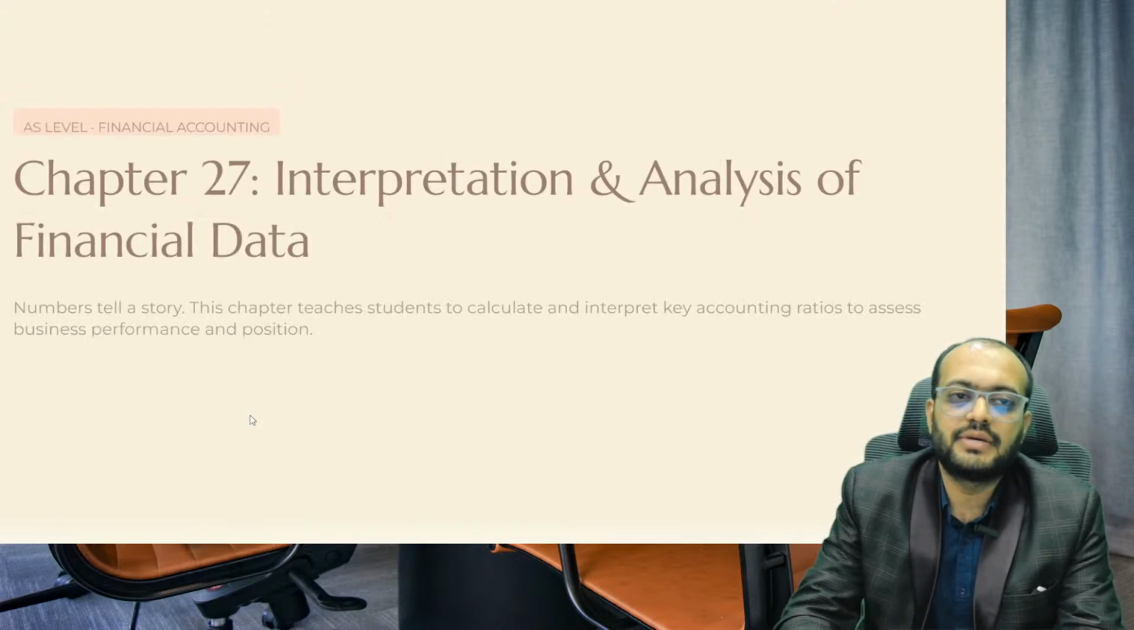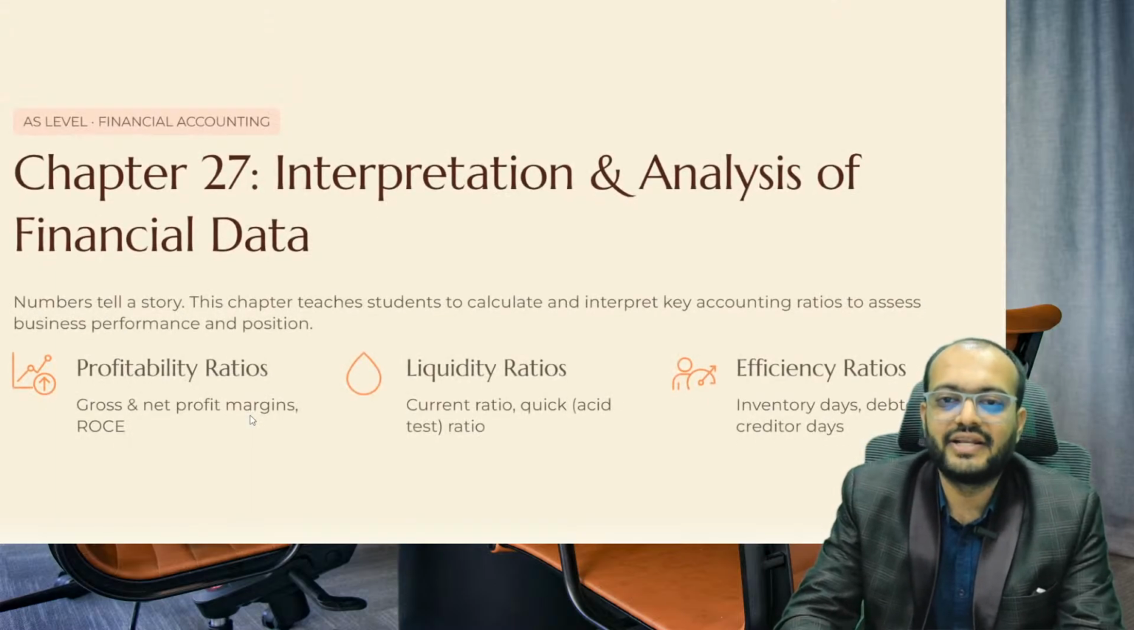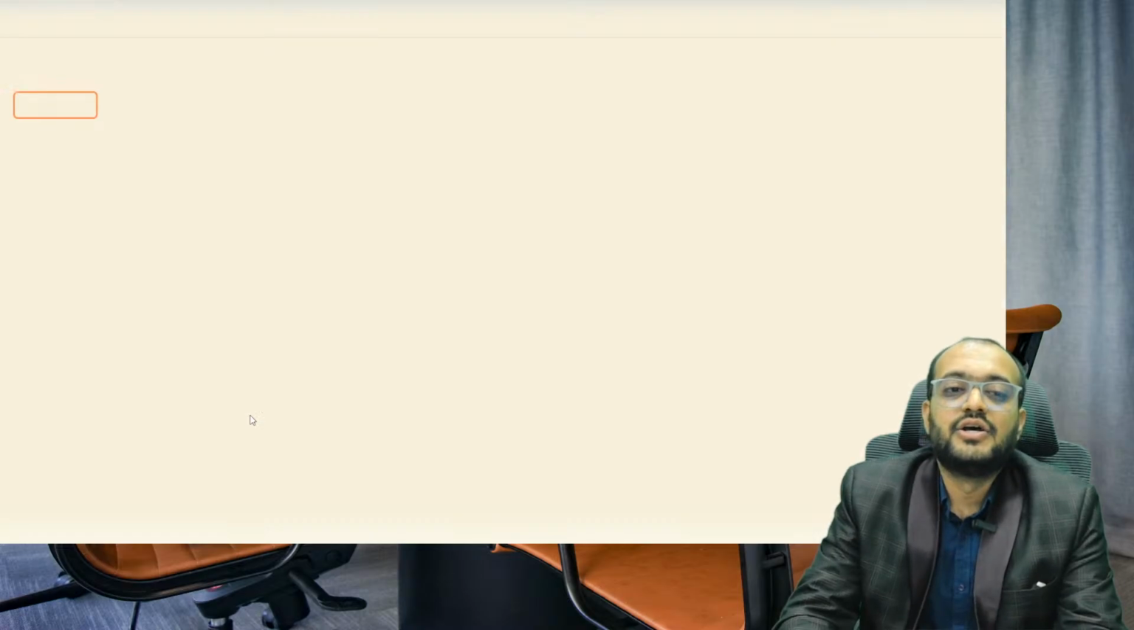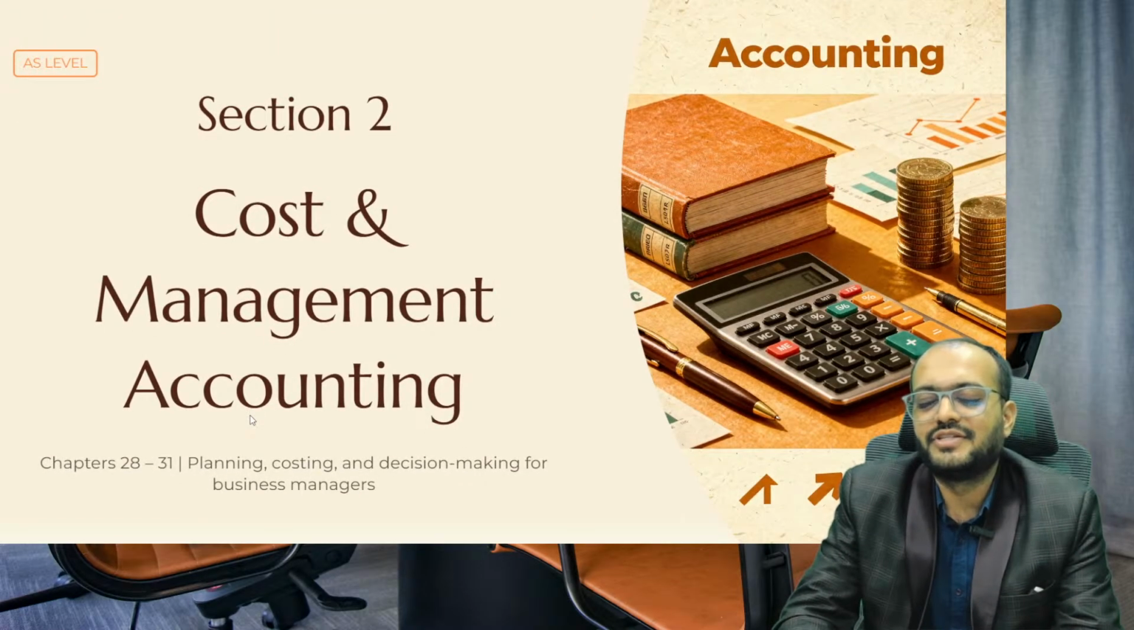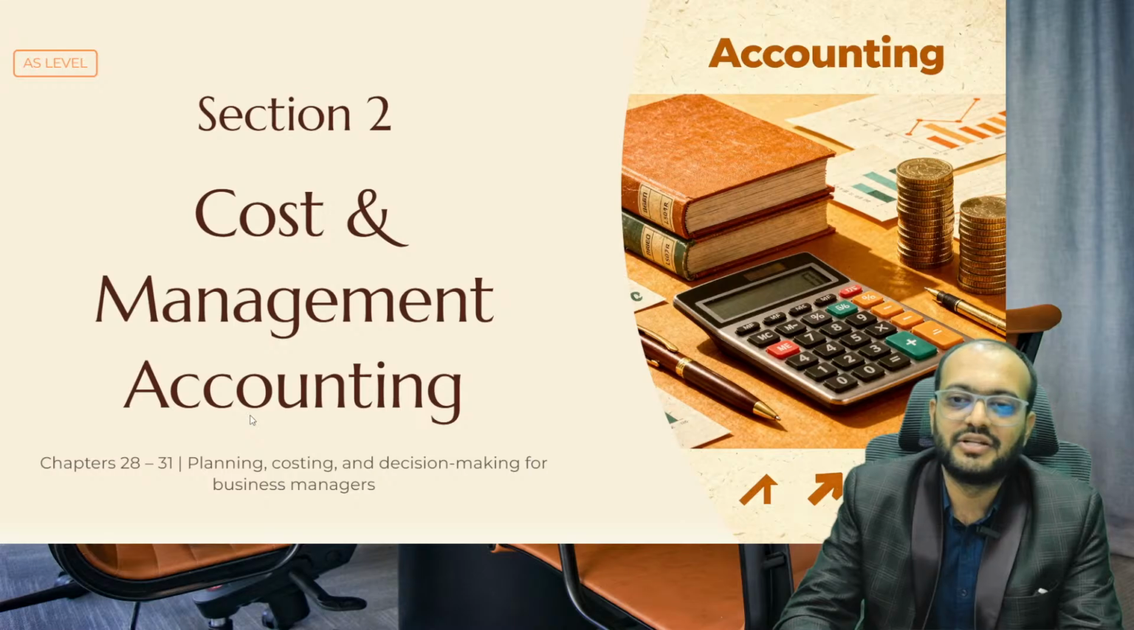Okay. Then chapter number 27 of financial accounting is related to interpretation and analysis of financial statements. This topic is also known as ratio analysis, where we have to calculate profitability ratios, liquidity ratios, and efficiency ratios. There are multiple formulae. We have to remember the formulae and apply them to get the answers. Okay. So finally, after completion of these 27 chapters, we come to section number 2.